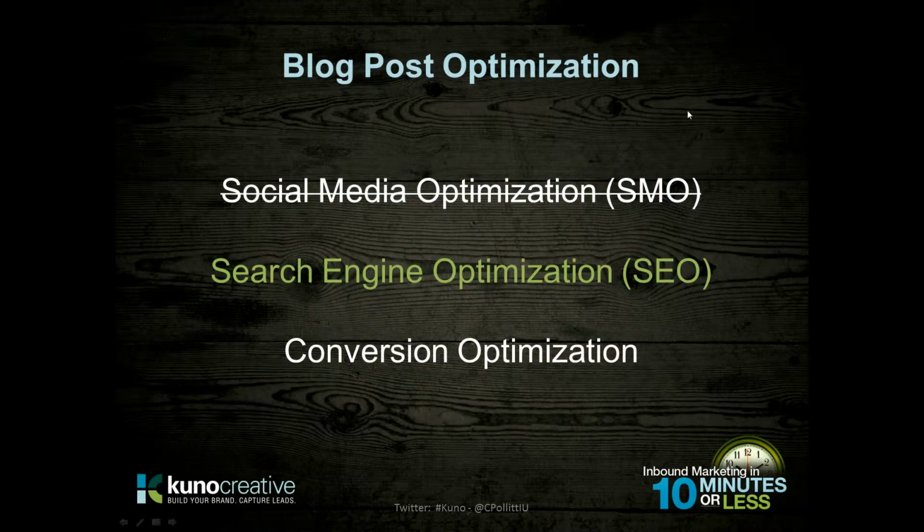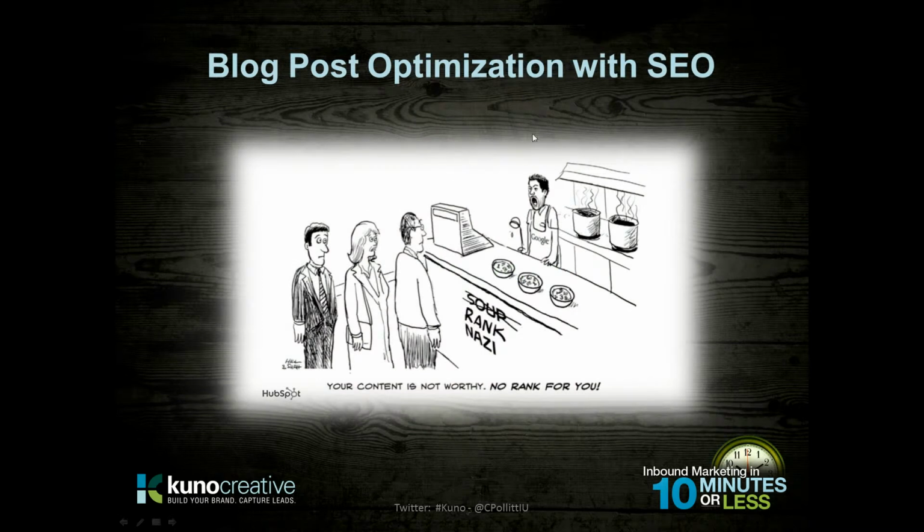So this is the second part of a three-part series on blog post optimization. Last week we talked about social media optimization, and this week we're going to be addressing search engine optimization. Now, what do I mean when I say blog post optimization with SEO? Specifically, we're going to look at on-page SEO factors for your blog. So those are those factors that theoretically we have full control over. Those factors that we do not have to rely on others to take action, like build backlinks and so forth.